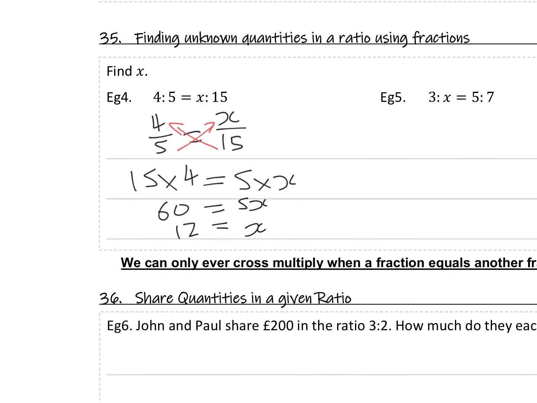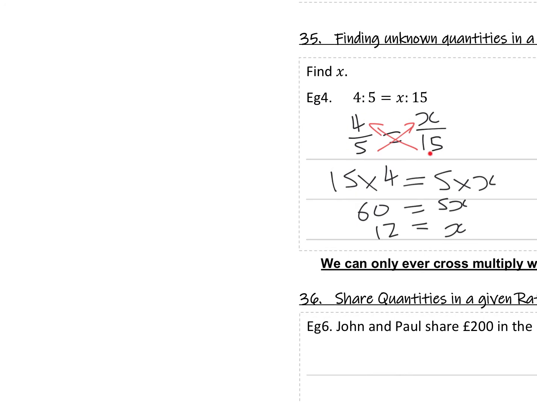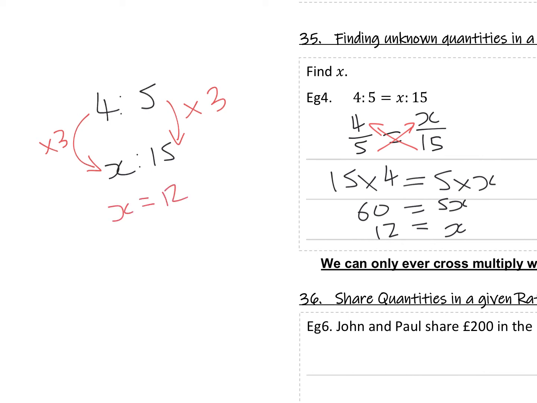That was actually a more simplistic example where you wouldn't maybe have to go through with cross multiplication. You could see here we've got 4 to 5, and then we've got x to 15. You'll spot that the second part of each ratio was multiplied by 3. So if it's an equivalent ratio, the left-hand side would also have been multiplied by 3, in which case 4 times 3 is 12, so x must be 12.